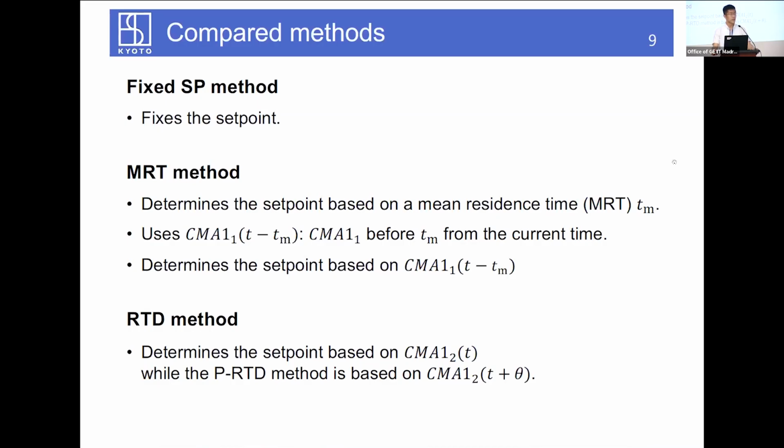Third is the RTD method. This method uses the value at the current time. This is based on the RTD function and determines the set point. The proposed method uses a value at the time of theta seconds ahead. The other method uses a value at the current time.